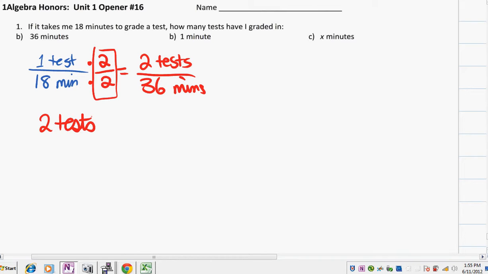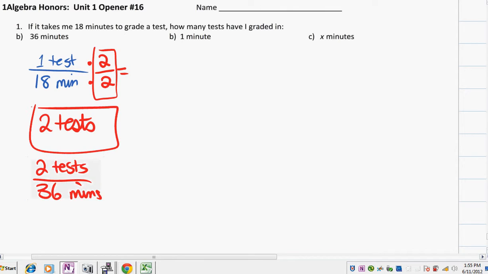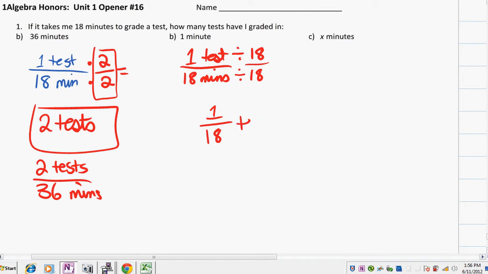Well, what about in 1 minute? Well, one test in 18 minutes. So I want this 18 minutes to become 1 minute. So I'll divide everything by 18. Again, if I'm dividing by 18 top and bottom, I'm dividing by 1, which is just 1. So I've graded 1/18th of a test in 1 minute. What about x minutes?